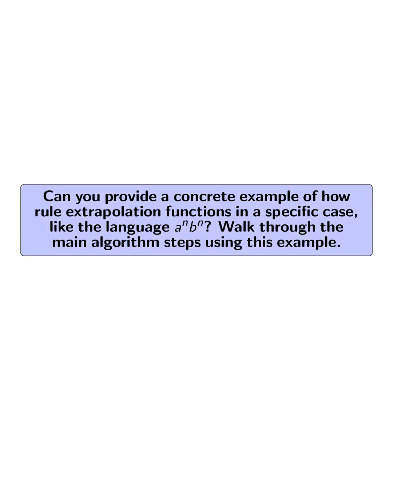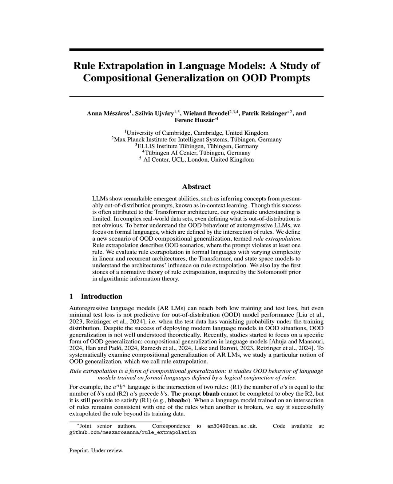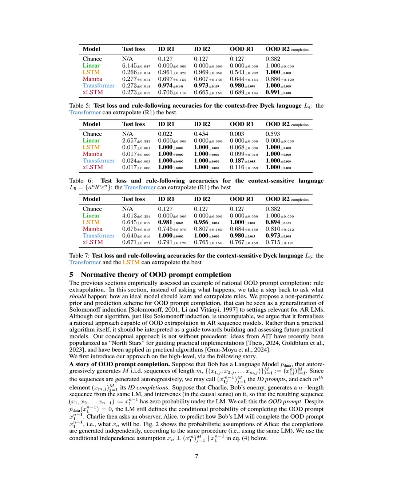Can you provide a concrete example of how rule extrapolation functions in a specific case, like the language A^n B^n? Walk through the main algorithm steps using this example. In the case of the language A^n B^n, rule extrapolation involves assessing how a language model trained on this formal language behaves when presented with out-of-distribution (OOD) prompts that violate one of the defined rules. The two rules for this language are R1, the number of As equals the number of Bs, and R2, As precede Bs. For example, consider the OOD prompt BBAAB, which violates R2 since it starts with Bs. The model must then complete this prompt in a way that still satisfies R1, leading to a valid completion like BBABA.